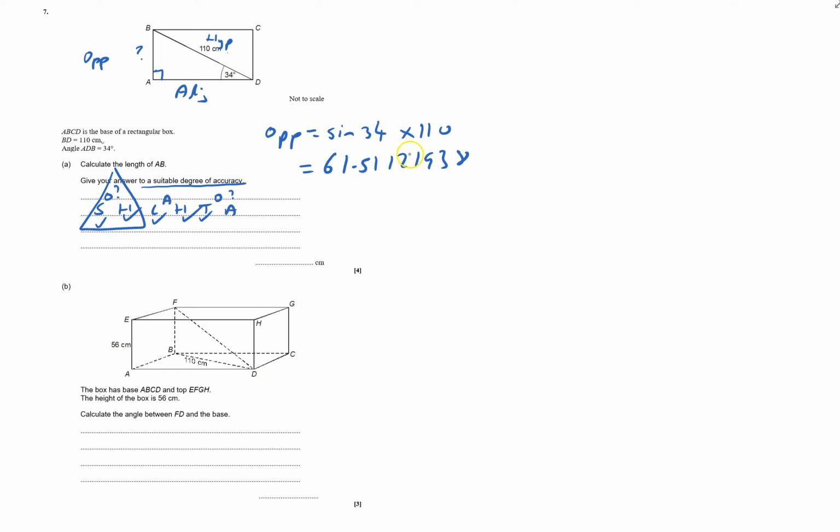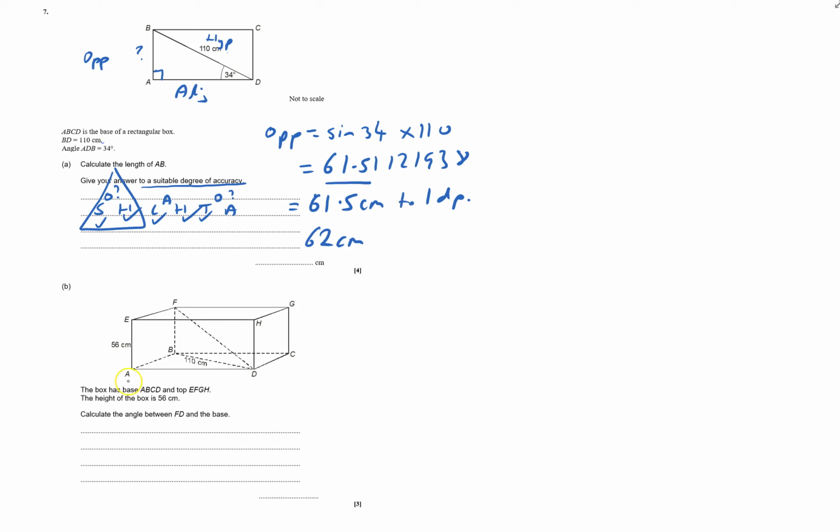61.511211938. That's not an appropriate degree of accuracy. I would suggest for this one, I would probably put down 61.5 centimeters to one decimal place. I suppose you could have it to the nearest centimeter, because that's to the nearest centimeter, 110. You could put down 62 centimeters.